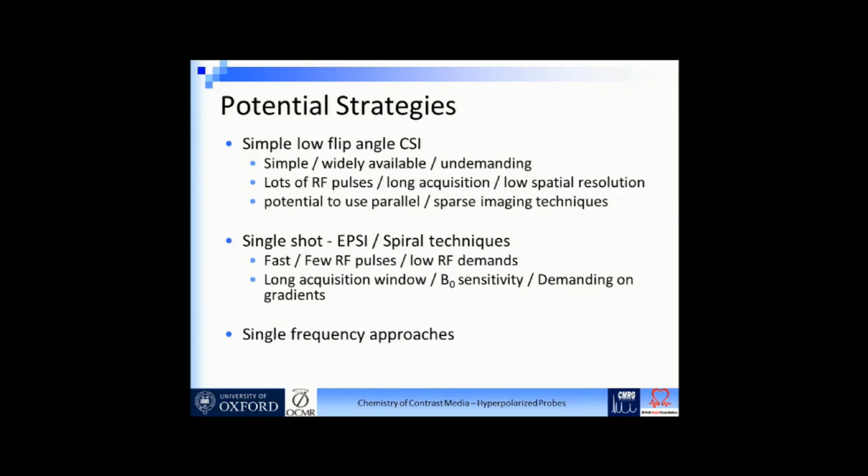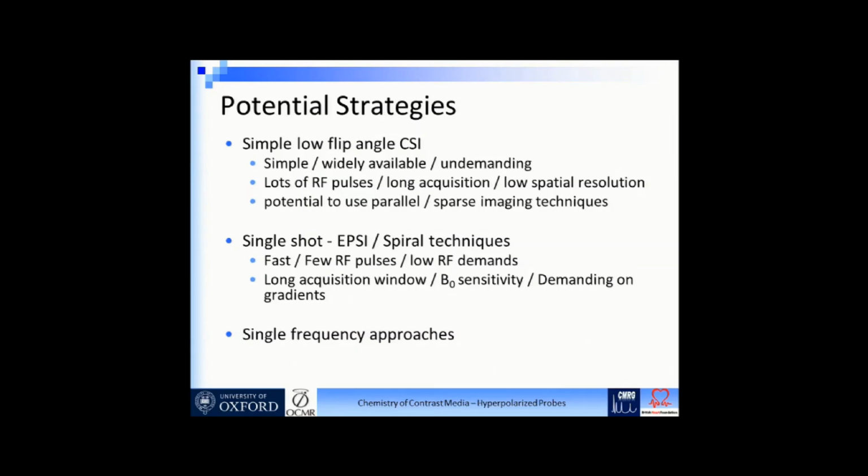Single shot techniques like echoplanar spectroscopic imaging or spiral techniques tend to be taking over. They allow us to do very, very rapid single shot imaging with very few RF pulses and low RF demands. But there's a need for good B-naught sensitivity, and it is very demanding on the gradients of the MR system.